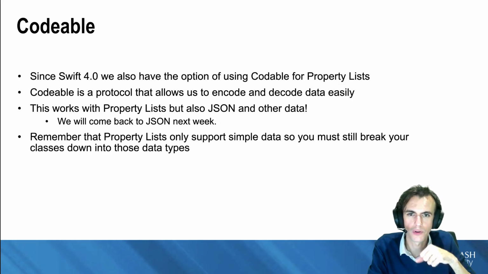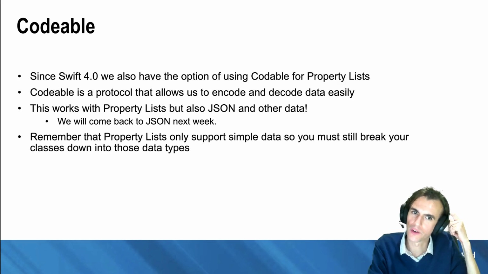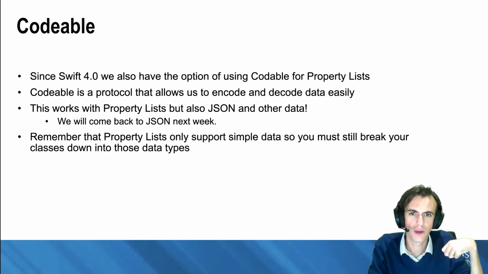It's basically a protocol that allows us to encode and decode data easily. And that means we can take custom types of our own, encode them and put them into some other file format like JSON or a property list. And then we can also read that same property list or JSON file and decode the data back and use it and have it as instances of our original types. So that's super useful.